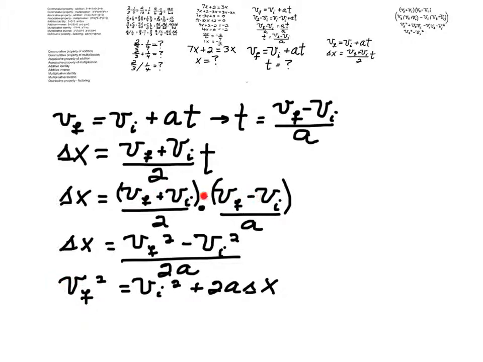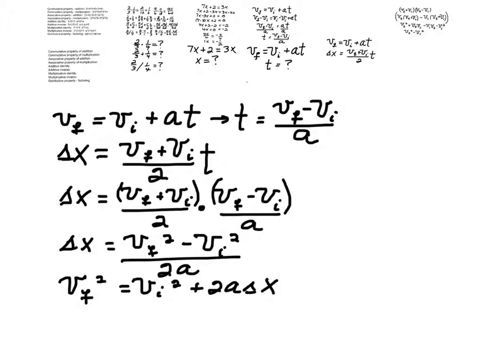Now, the final step I want to do is to take a look at the details of this multiplication. It's kind of an interesting application of the distributive law. So pause the video and see if you can do out the V final plus V initial times V final minus V initial and get this result. See if you can do that. Pause the video and try. Okay, you're back.